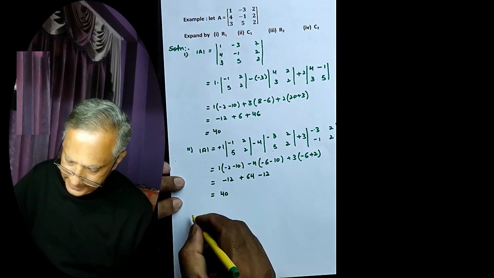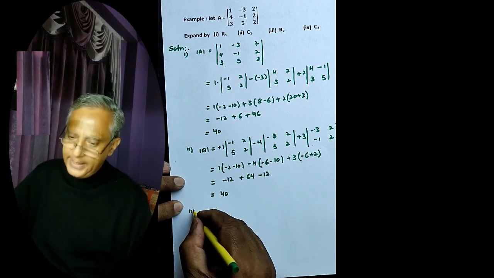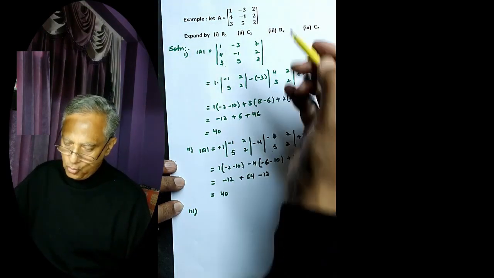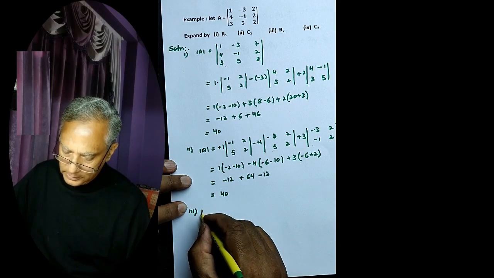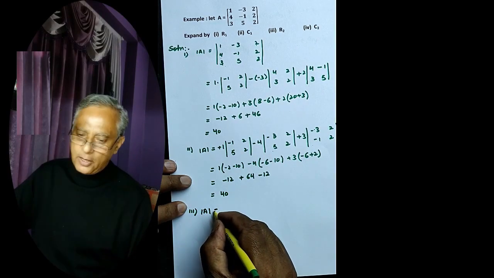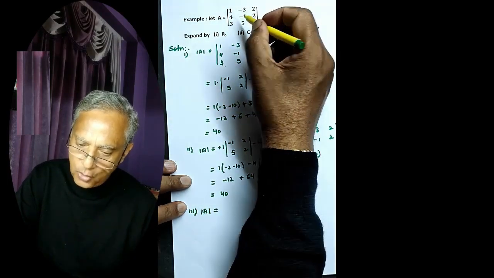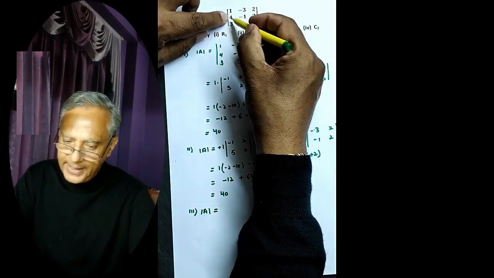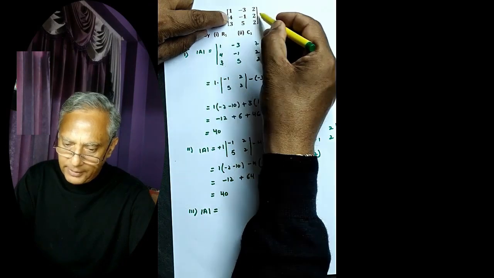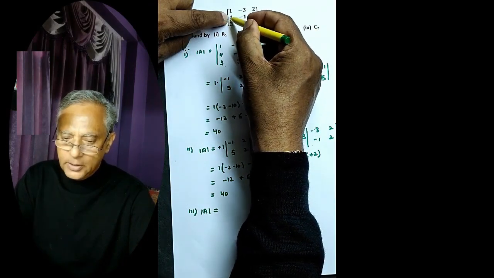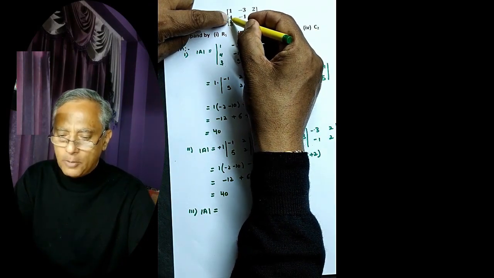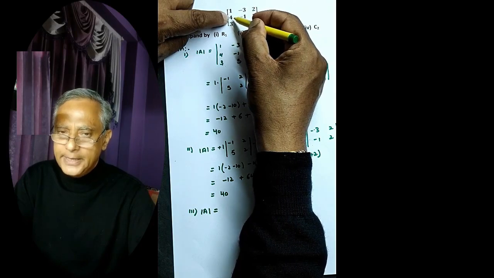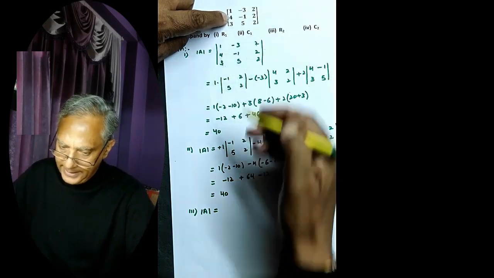Now we expand this determinant by R2, the second row. This is the second row. Now the place of this entry is second row and first column, 2, 1. So this is an odd place. 2 plus 1 will be 3. So the sign will be negative.